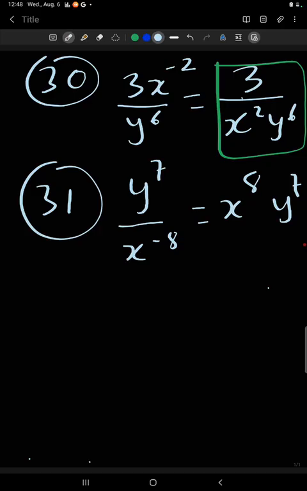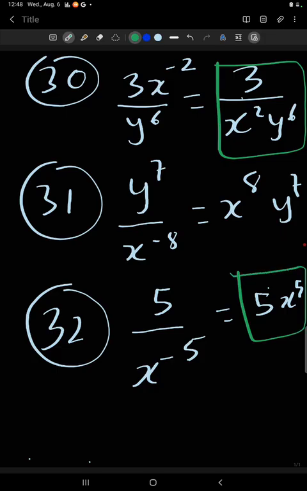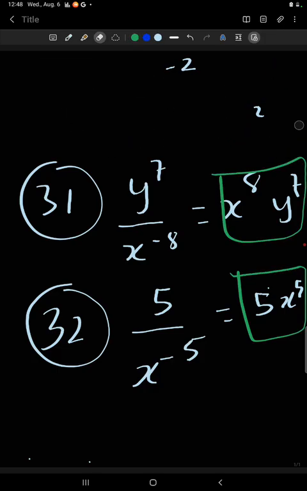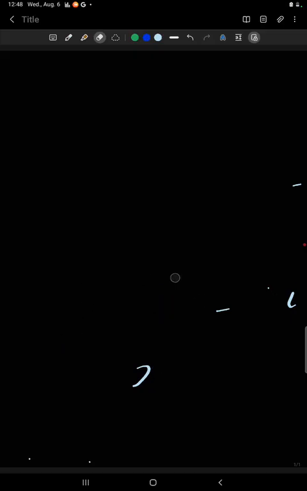That's problem 31. Problem 32. Let's say we have 5 over x to the power negative 5. It just becomes 5x to the 5th power. Okay, those are fairly simple problems, so I'm not spending much time with them or giving you much opportunity, because at this point you should do them fairly quickly and without hesitation as well.